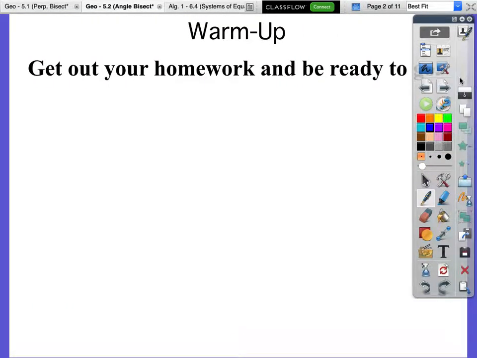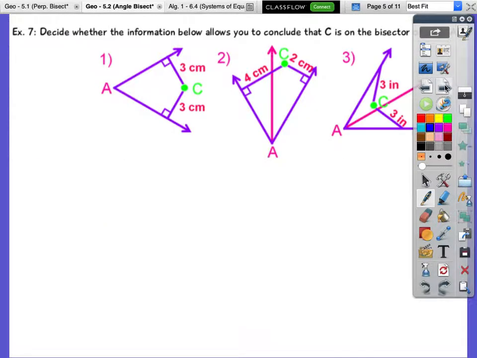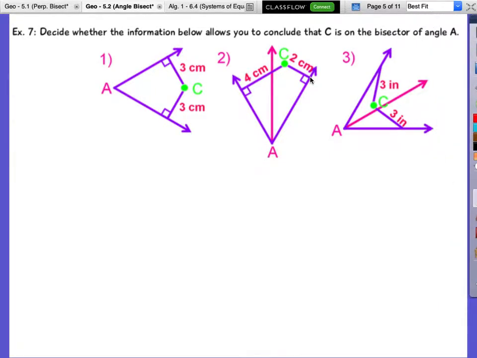So last time we got most of the way through 5.2. We're going to finish it off. We talked about angle bisectors, and how it had to be on the perpendicular distance away from it, and it had to be equidistant. And I want to talk about the perpendicular distance real quick in another way, a more tangible way, I feel.